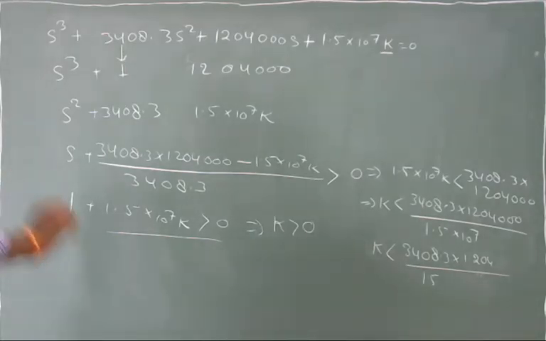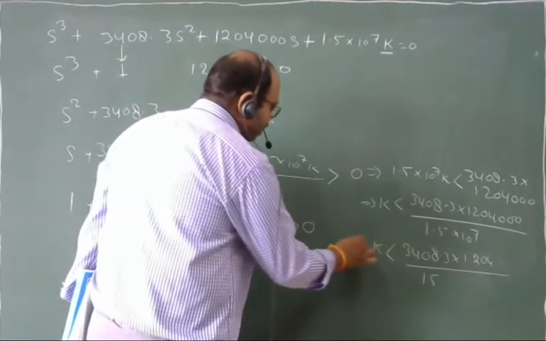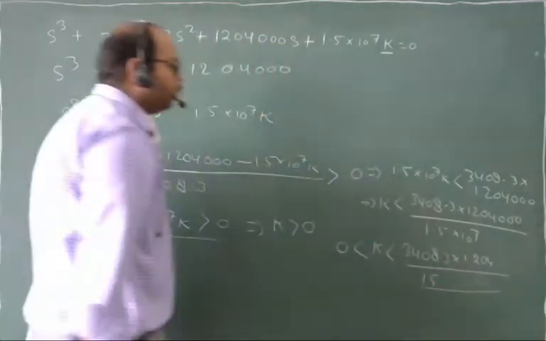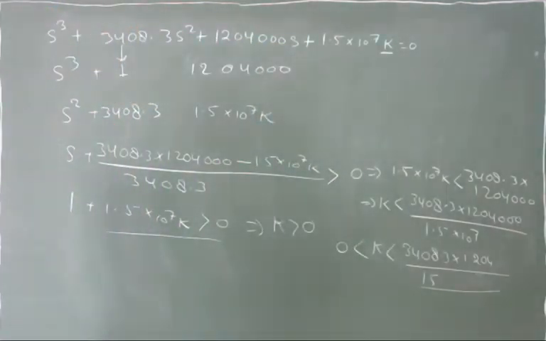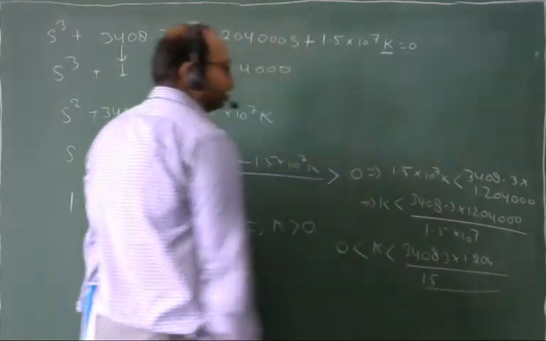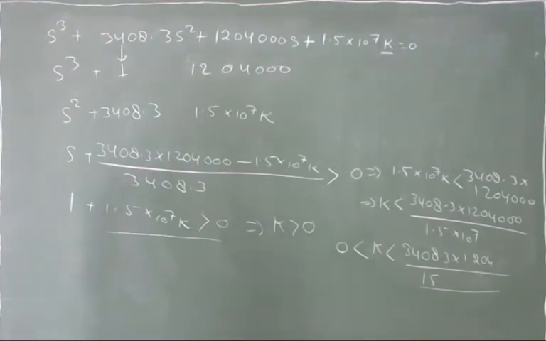So what is the range of k? From here, k should be greater than 0 and less than this value for the system to be stable. If k is in between these values, the system will always be stable, right?